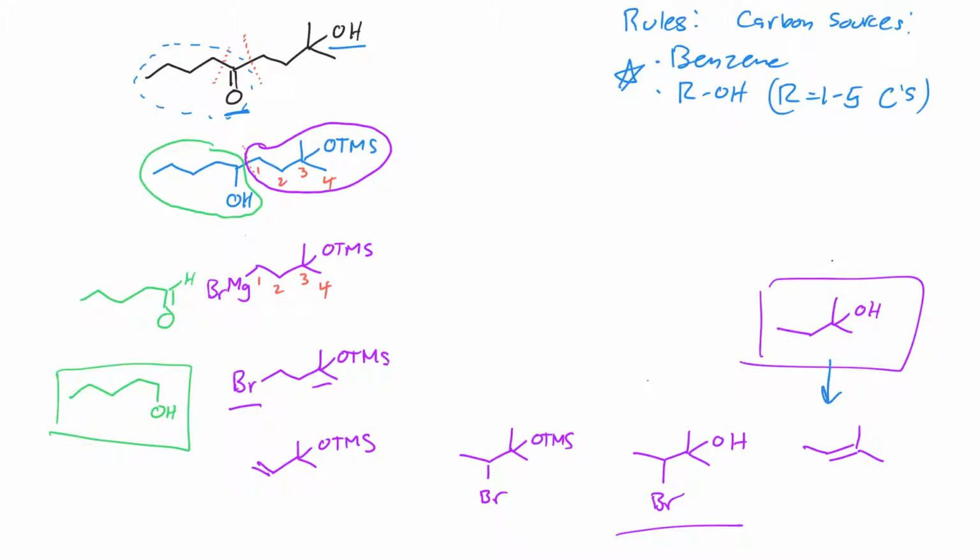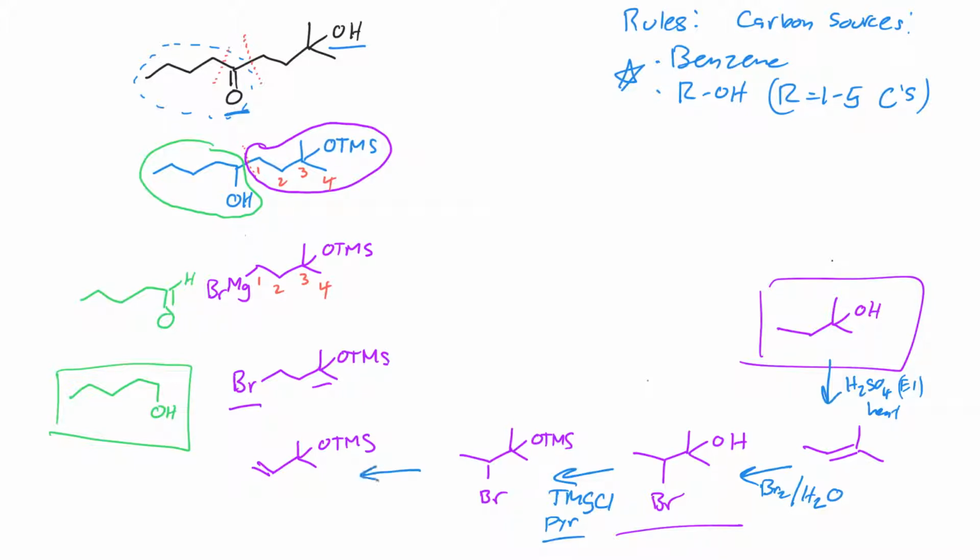So if I want to eliminate that, I could do an E1 elimination, H2SO4, and heat. Alternatively, I could tosylate that and do an E2 with strong base like ethoxide. Then I can add Br2 and H2O to produce this bifunctional compound. Then I can protect the alcohol because I know that I'm going to eventually make a Grignard. I don't want this alcohol to react with that Grignard.